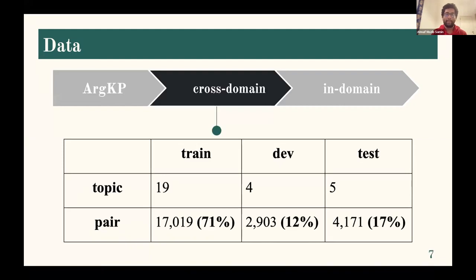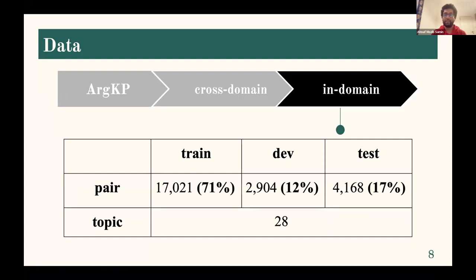We have done both cross-domain and in-domain experiments. In our cross-domain data set, we have 19 topics in the train set, 4 topics in the dev set, and 5 in the test set. And we have a ratio of 71, 12, and 17% in each of these sets, respectively. In our in-domain data set, we have the same ratio in each of these splits, and there are 28 topics. You can find each of the topics in each of the splits.